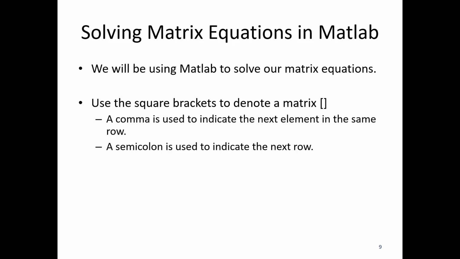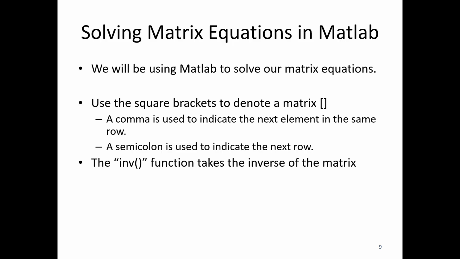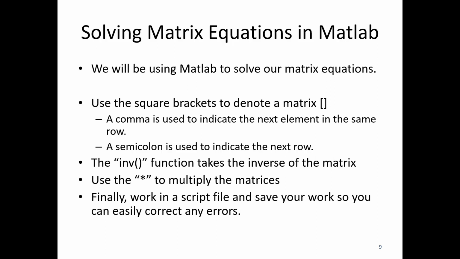We would use square brackets to denote the matrix. A comma is used to indicate the next element in the same row. A semicolon is used to indicate the next row. The inverse function takes the inverse of the matrix, and use the star or asterisk to multiply the two matrices. So finally, work in a script file and save your work so you can easily correct any errors.